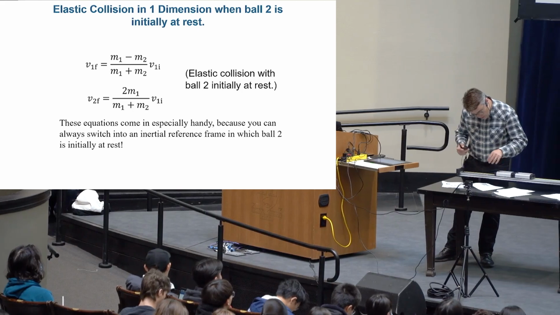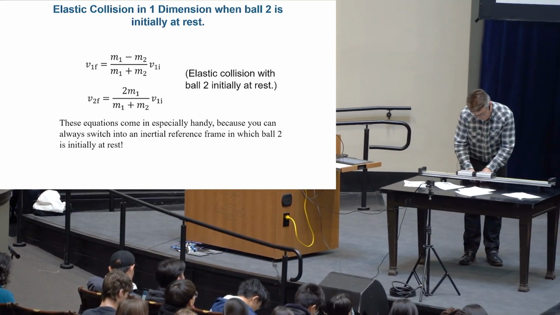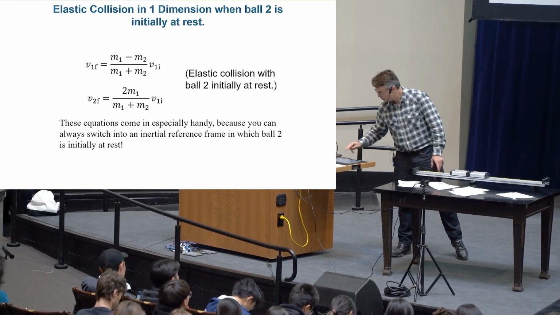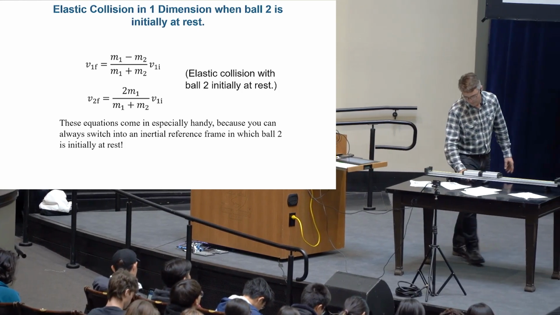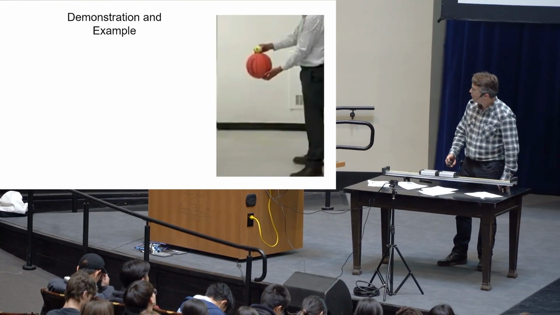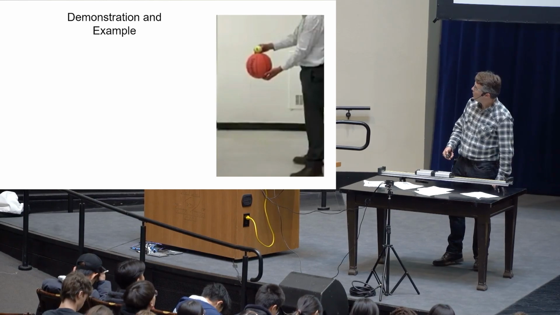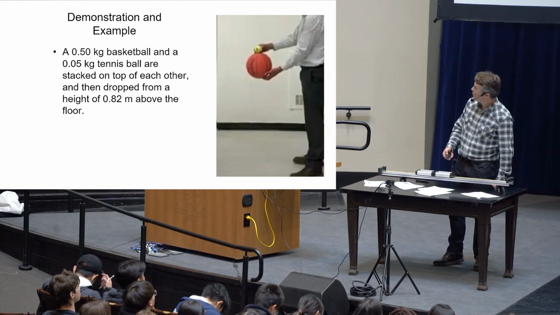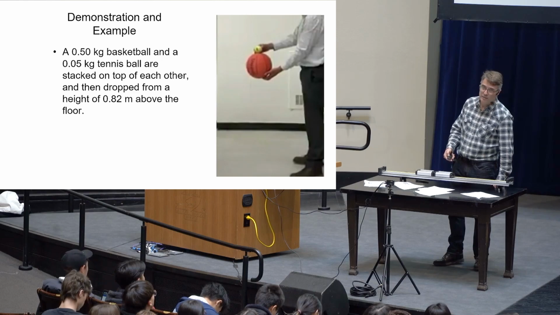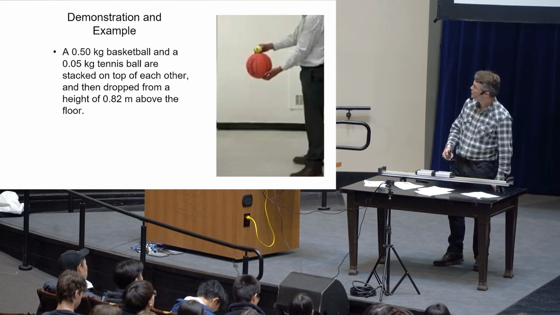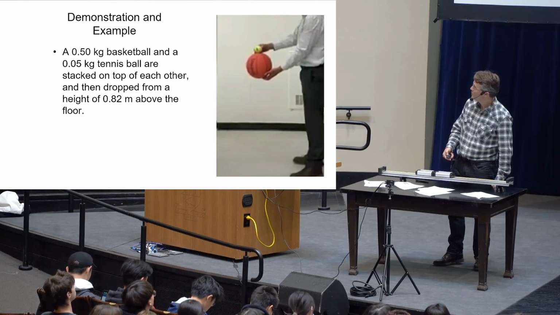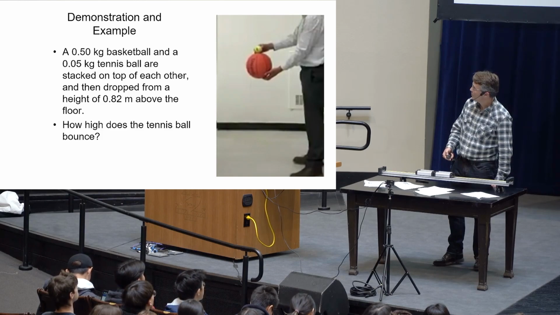So I want to do a little demonstration and then probably go through the math of it next time. I want to balance a tennis ball on top of a basketball. A basketball is about 10 times the mass of a tennis ball, and we drop them from rest at some height above the floor.